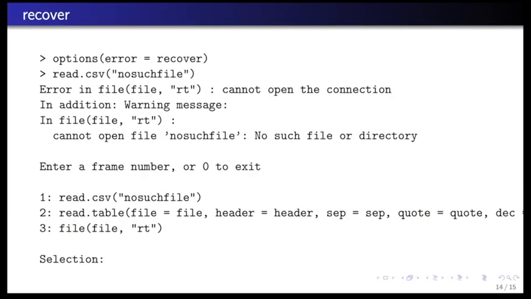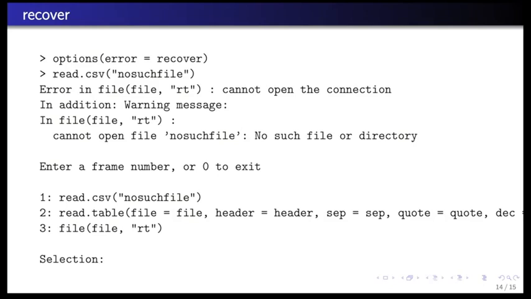The recover function: you can set recover to be this kind of error handler using the options function. So you can say options error equals recover, and that will set a global option, right? So now this behavior will occur for everything you do as long as your R session is open. As soon as you quit, it'll go away, and if you start up R somewhere else, it's not going to save that option. So now what I'm trying to do is read.csv some file that doesn't exist, okay?